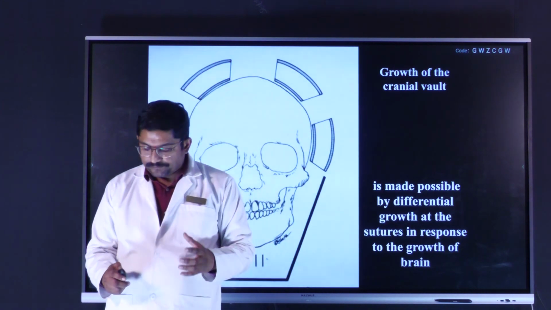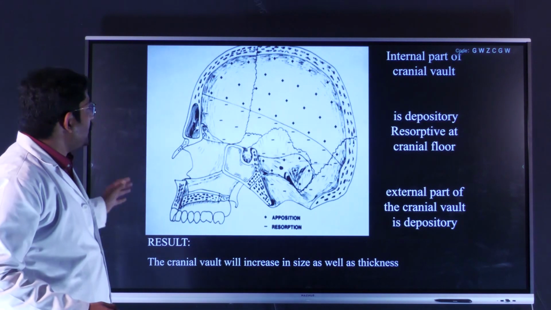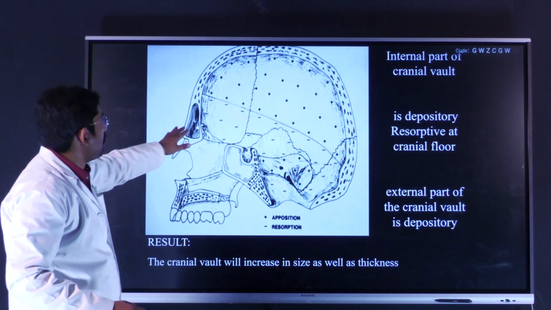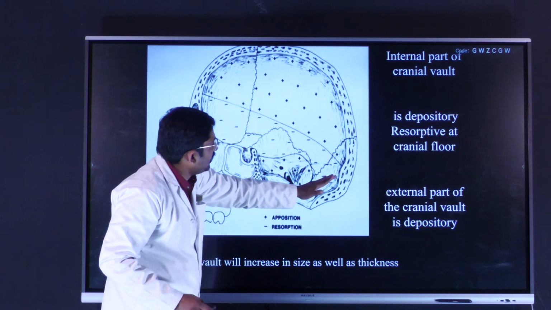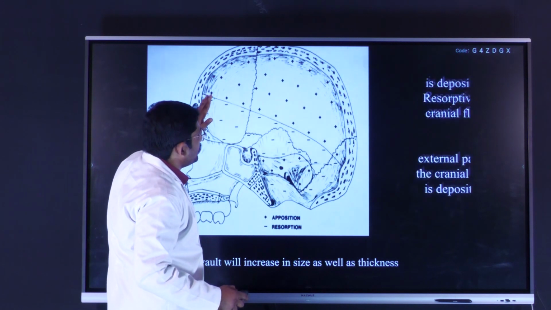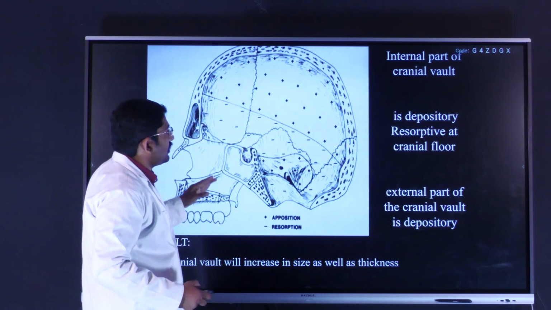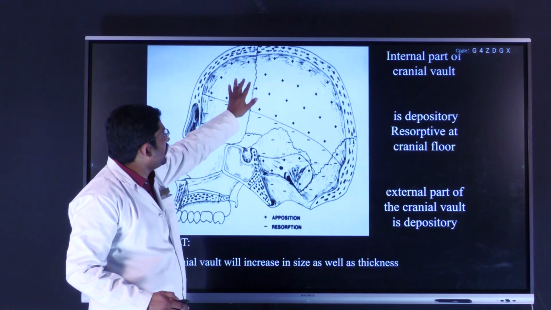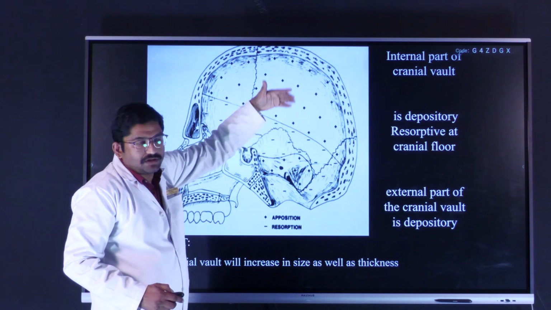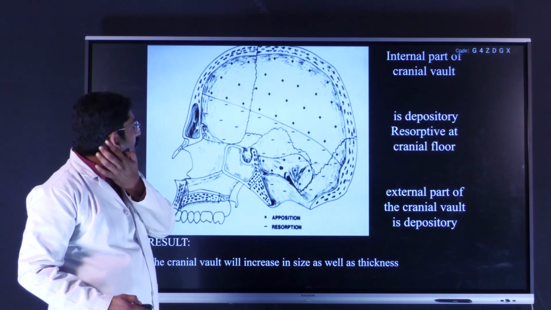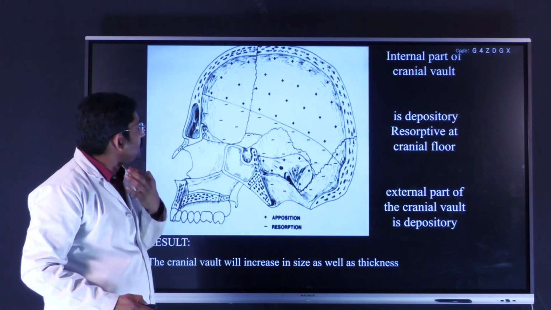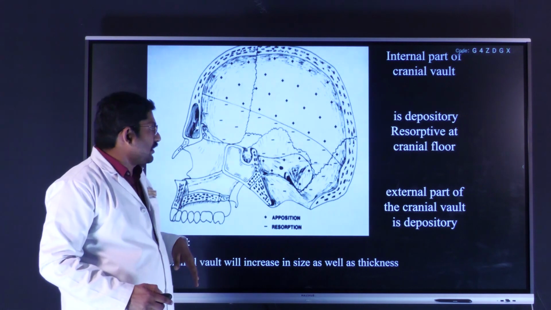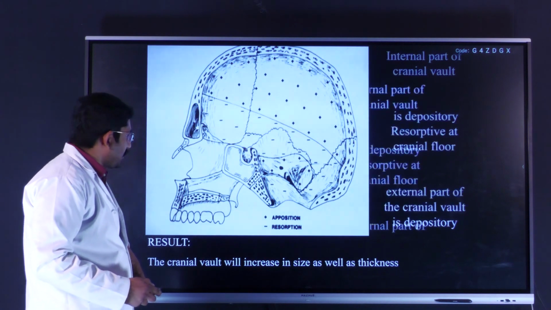Now that was the outer aspect; coming to the inner aspect of the cranial vault, what is happening here? The base of the skull is resorptive in nature. Here there is deposition on the inner aspect. The internal part of the cranial vault is depository, resorptive in the cranial floor here. The external part of the cranial vault is depository.